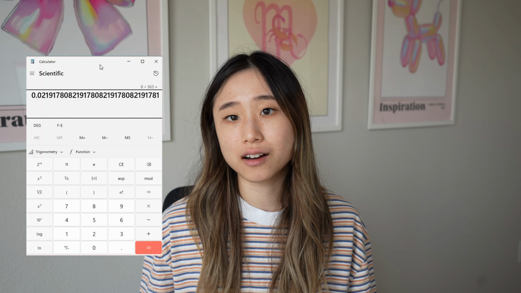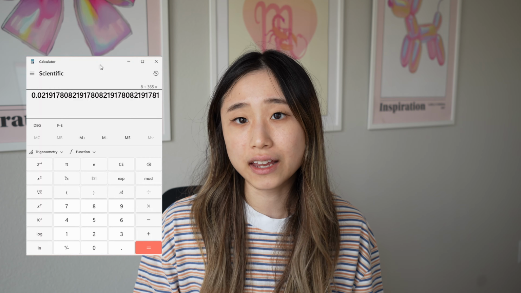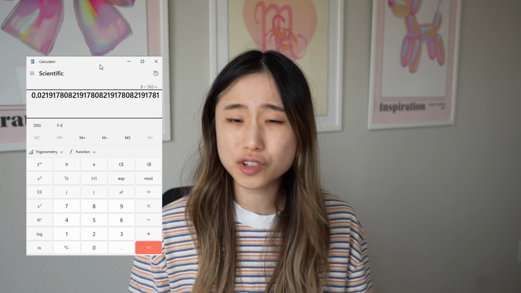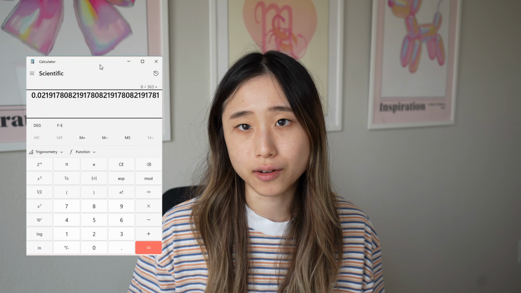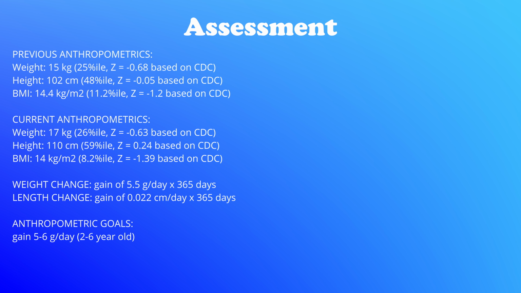So we want to compare these to our weight gain goals for his age. So he's 5 years old. So our weight gain goals for 2 to 6 year old males are about 5 to 6 grams per day in terms of weight gain. And then in terms of height gain, it's 0.02 to 0.03 centimeters per day. And so he met both of these goals and is actually right in between there.